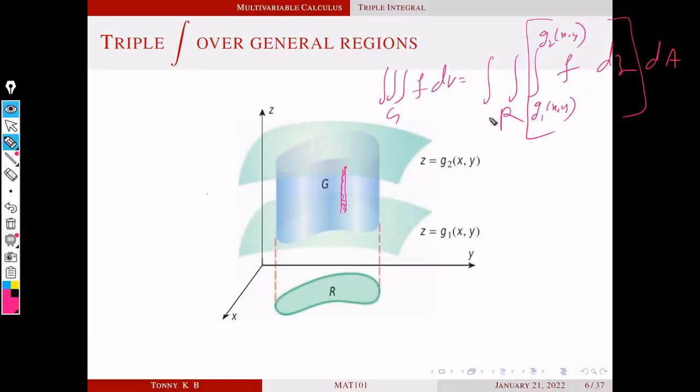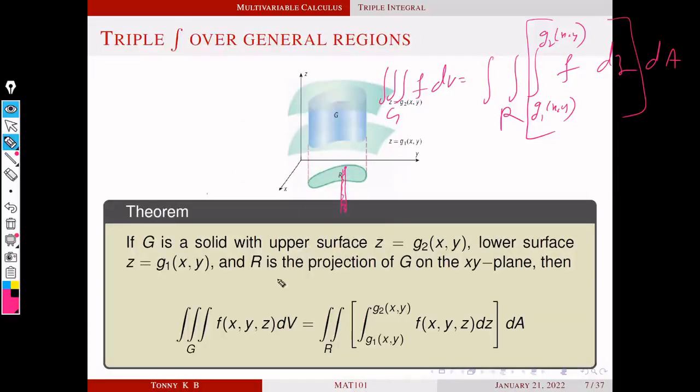Then you can use any rule for double integration, because now this is in terms of double integration. You can compute this double integration using any previous rules for double integration, either in Cartesian or in polar coordinates. Okay, that is another result.